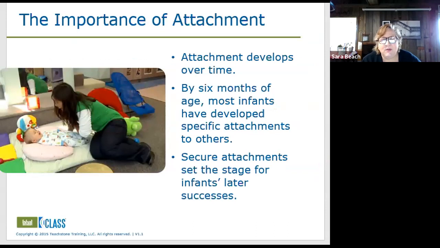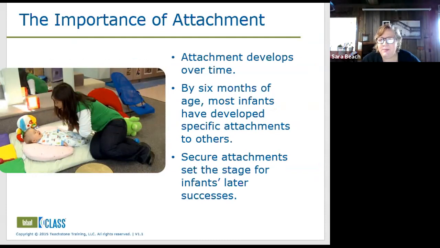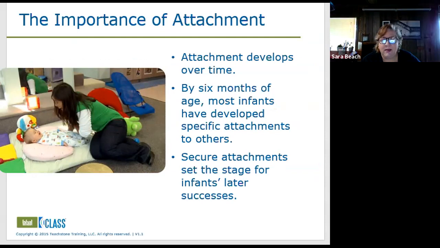Attachment, we know, develops over time. The beauty of childcare is that we now know that secure attachment can be facilitated by really good caregivers. It's not only dependent on parents, and babies do become attached to many different people. They can be attached to several different people, and it's the totality of those attachments that really matters. By 6 months of age, it says most infants have developed specific attachments.